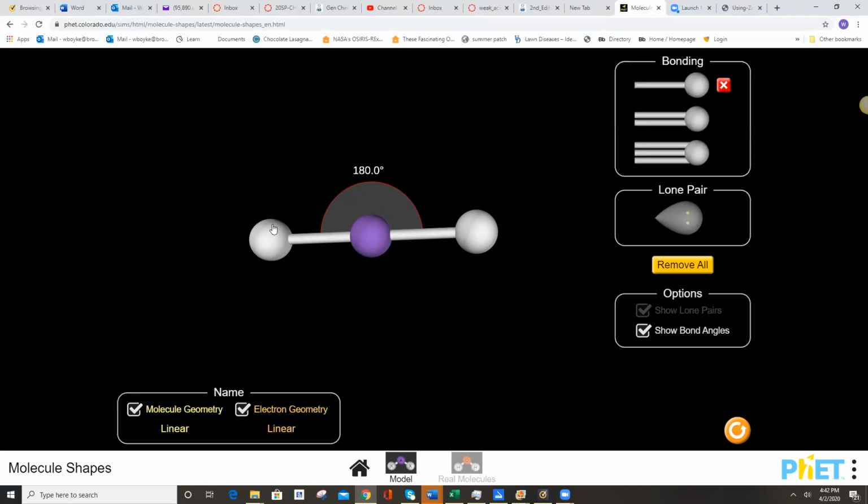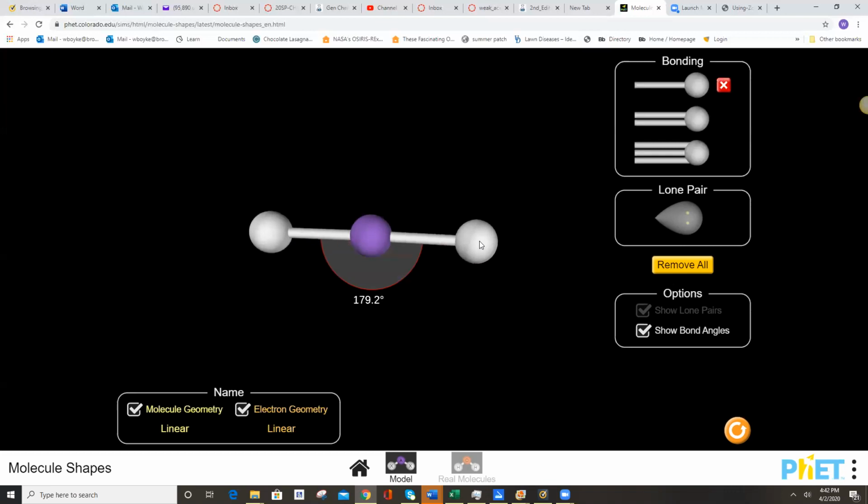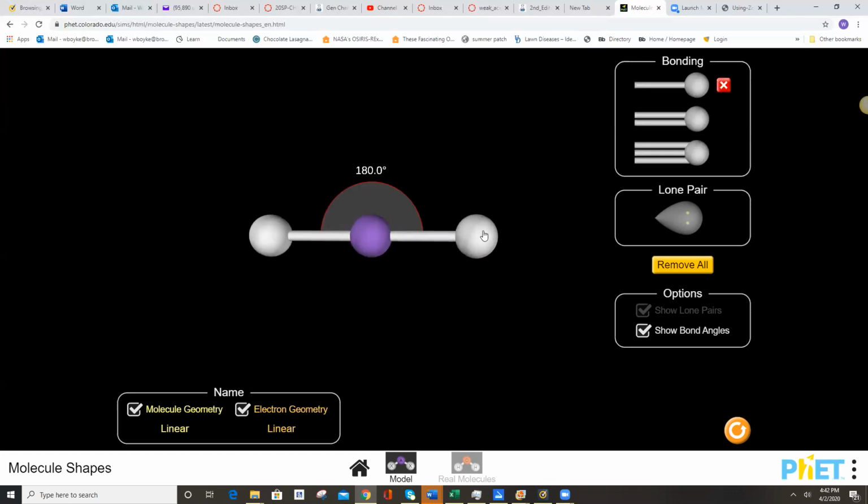So if I imagine the outer atoms are more electronegative than the central atom, this outer atom on the left is pulling on the electrons from the central atom. So I've got a pull going to the left. I'm also going to have a pull from the right outer atom pulling on the electrons that are being shared with that central atom.